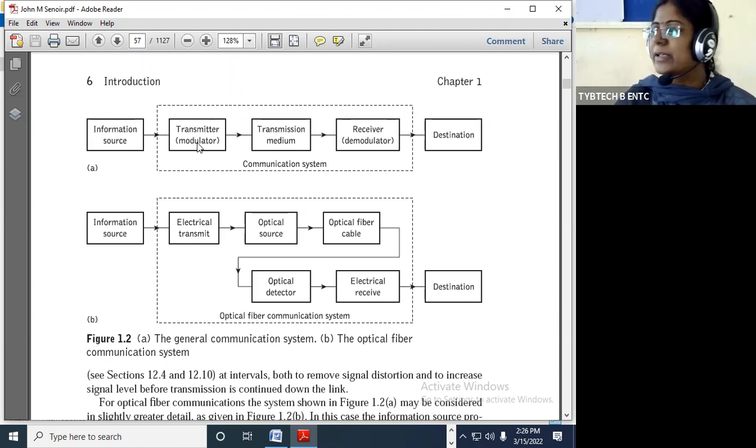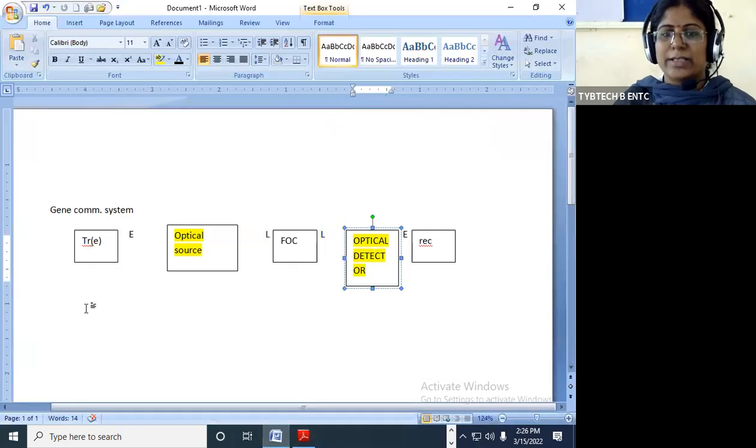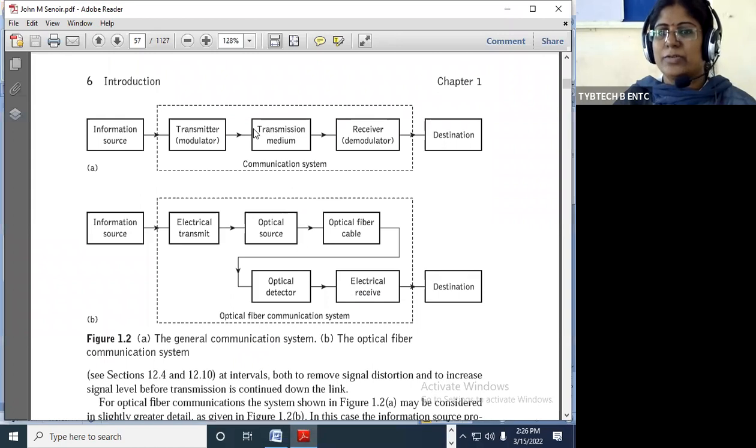आता इथं modulator, but modulator can be optional. आपल्याला जर रेग्युलर इलेक्ट्रिकल सिग्नल ट्रान्समिट करायचं तर फक्त मॉड्युलेटर इज नॉट मॅन्डेटरी. That's what I have shown in this diagram. ट्रान्समिटर नंतर ऑप्टिकल सोर्स. Same here also you will see general block diagram: information source, transmitter म्हणजे मॉड्युलेटर, transmission medium, receiver, demodulator and destination. This is diagram A, which is general communication system.